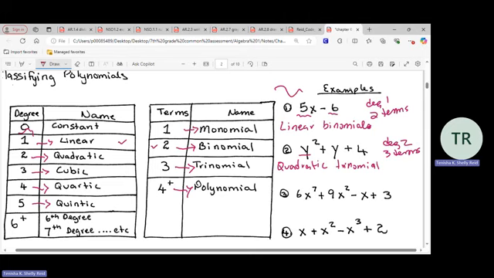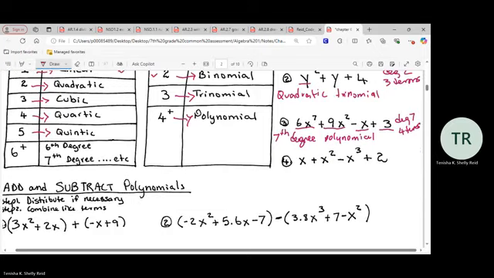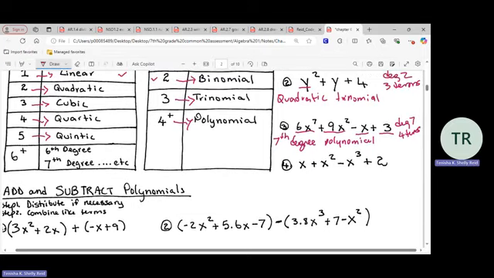Now let's look at number 3. We have 6 to the x to the 7th power. So that's 1 term, 2 term, 3 term, 4 term. These look like they're not all in standard form. The degree is 7, 2, 1, 0. So the highest degree is 7. And it has 1, 2, 3, 4 terms. So this is called a 7th degree polynomial. All right, we have one more. Go ahead and pause and try it.